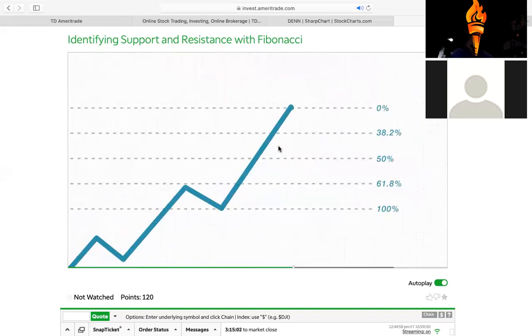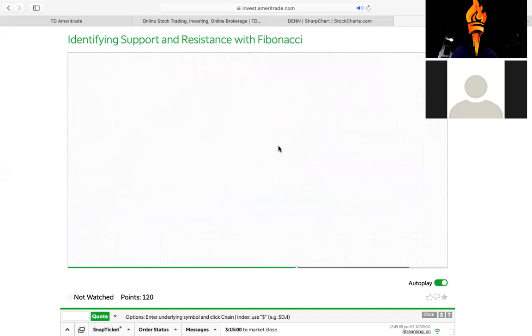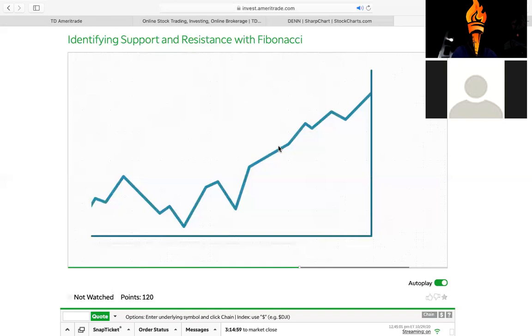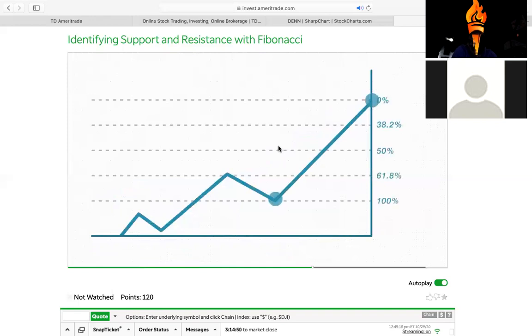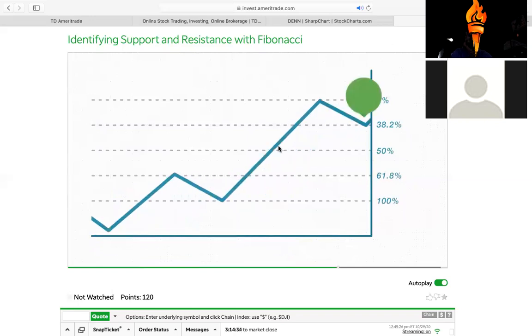To show how this could identify potential entry points, let's apply this tool to a 3-month chart. Let's begin by drawing the Fibonacci retracement from the previous low to the previous high. This tool draws lines to the 38.2% and 61.8% levels of the trend. It also adds another common retracement level at 50%. Each of these lines highlight a possible area of support. If the stock bounces off any of these levels, it could be an entry signal.